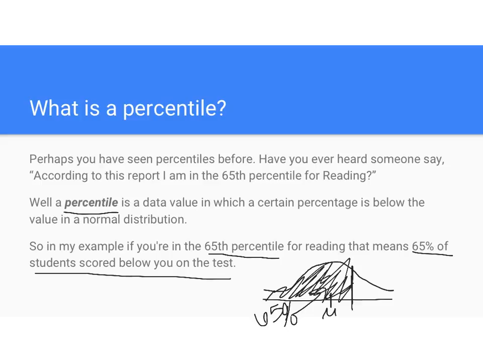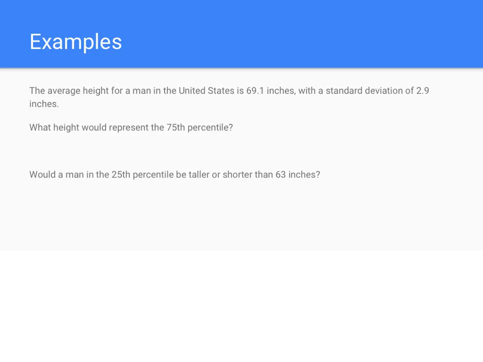So 65% of people scored lower than you, which means you can use that the opposite way to say that 35% scored above me, because ultimately these things have to add up to a total of 100% of your data. Next we have some examples.